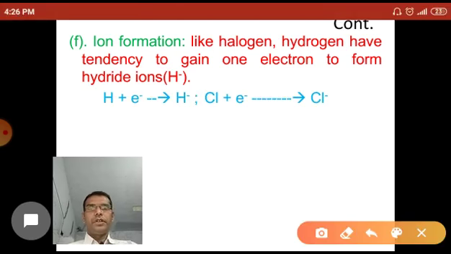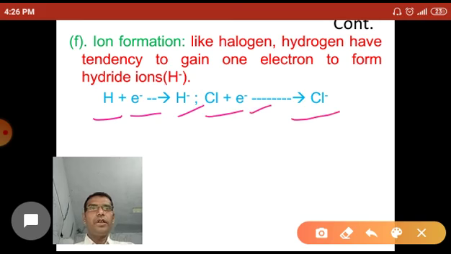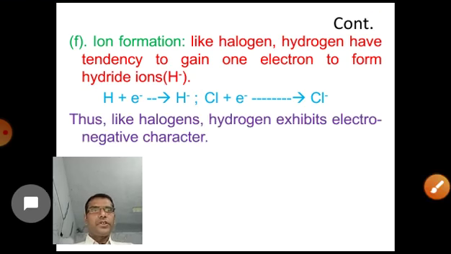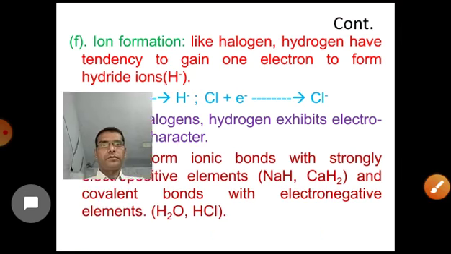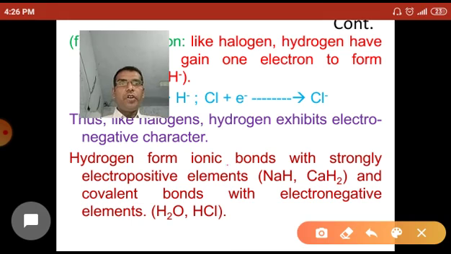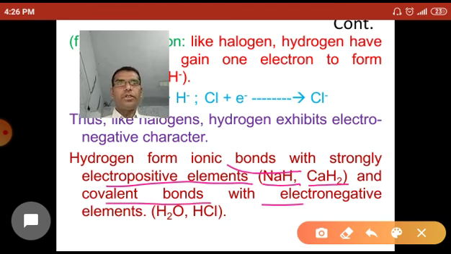Let's see the reactions. Hydrogen gains one electron to form its hydride ion, H minus. Chlorine also gains one electron to form Cl minus. Thus, like the halogens, hydrogen exhibits electronegative character. Now, hydrogen forms ionic bonds with strongly electropositive elements, as for example NaH, CaH2, and covalent bonds with electronegative elements, H2O and HCl. So hydrogen forms electrovalent bonds as well as covalent bonds.